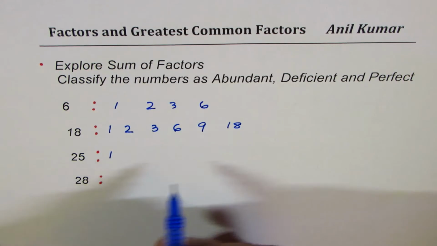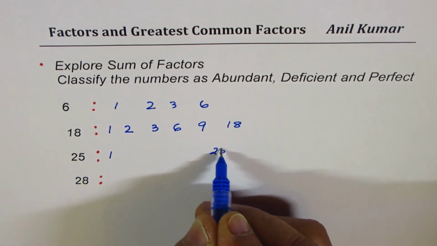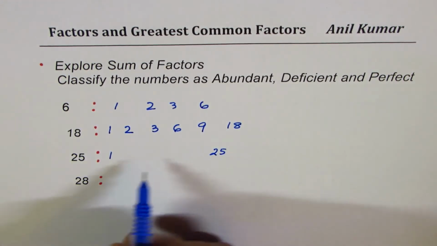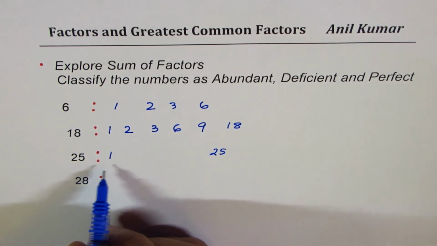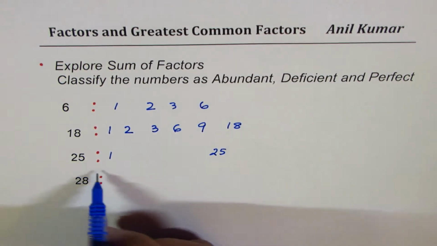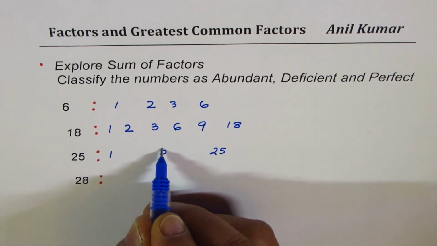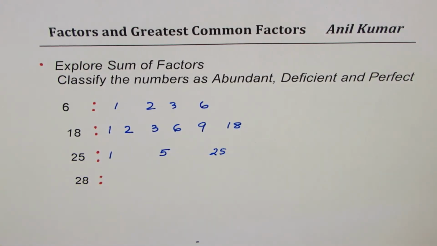25, begin with 1 and 25. 1 and the number itself, and then look for in-between numbers. In between, what do we get? 5 times 5. That is all. So there is only one number in between.